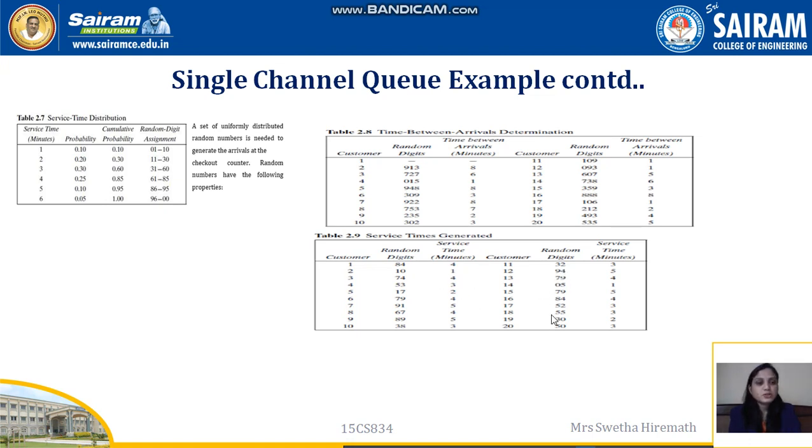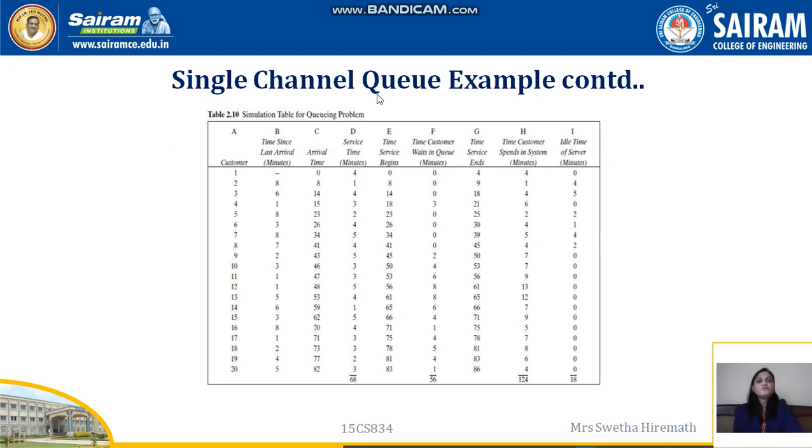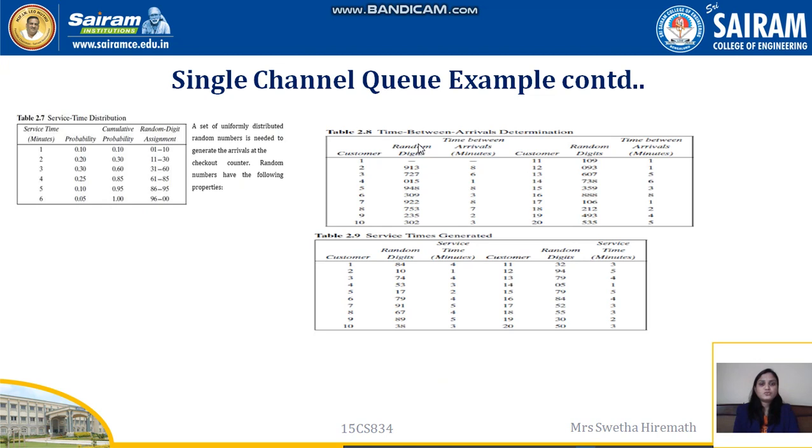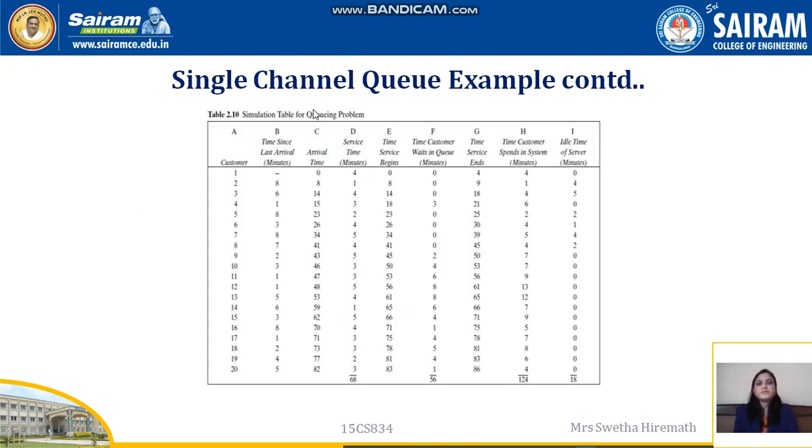Similarly, all 20 customers will be marked with random digits, and those random digits will be checked in the service time distribution, and we move on to the service time we get from this distribution. After getting the inter-arrival time distribution and also the service times, the next thing is to go for the simulation table for the queuing problem.